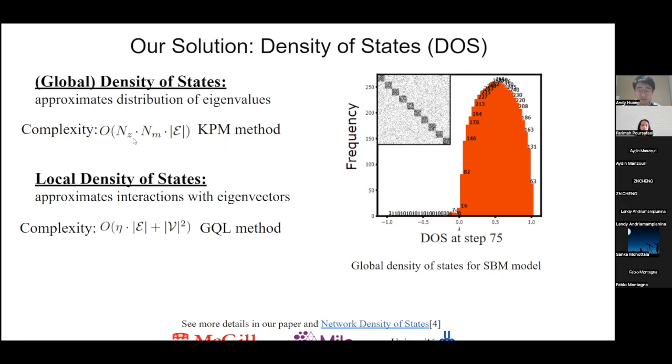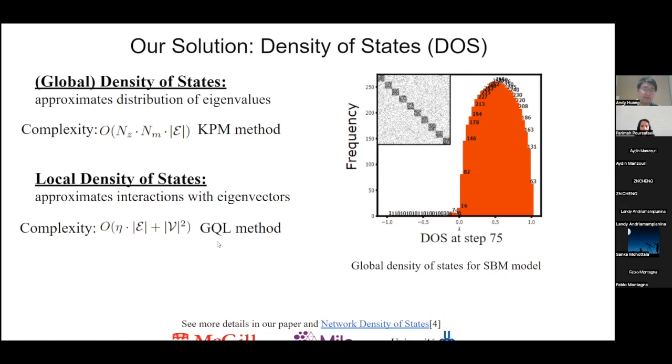And one other interesting question you might want to ask is, now that we can approximate the eigenvalues, how about the eigenvectors? Because we know that the eigenvectors are very powerful tools and have been used in graph transformers and GNN literature. So can we approximate the eigenvectors efficiently on very large graphs? And the answer is somewhat a yes. So we have the local density of states, which approximates the interactions with the eigenvectors. Note that this never gives you exactly the eigenvectors, and I will talk about the equation in the next slide.